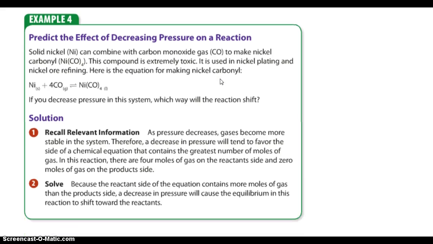Predict the effect of decreasing pressure on a reaction. All right, so look at the chemical equation, hit pause, see if you can figure it out. Solid nickel, Ni, can combine with carbon monoxide gas, CO, to make nickel carbonyl, Ni(CO)4. This compound is extremely toxic. It is used in nickel plating and nickel ore refining. Here's the equation for making nickel carbonyl. Nickel as a solid plus 4 carbon monoxide molecules as a gas yields Ni(CO)4.